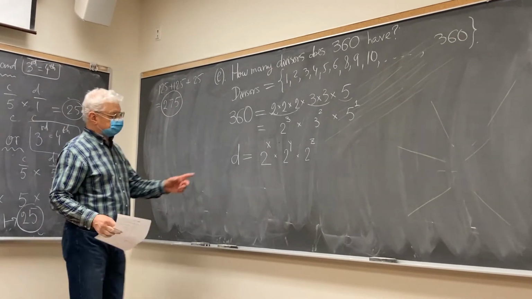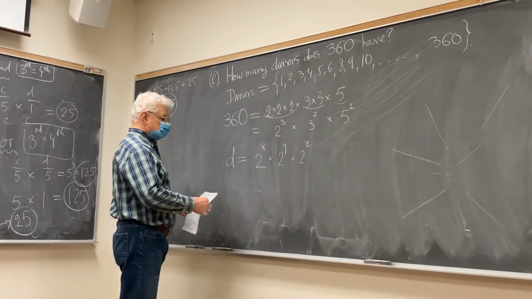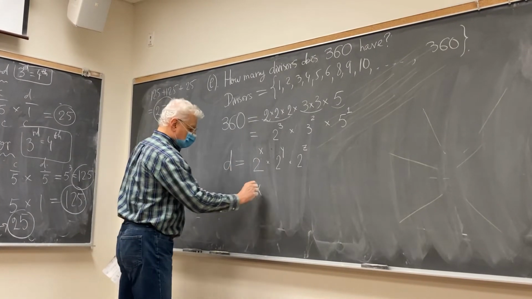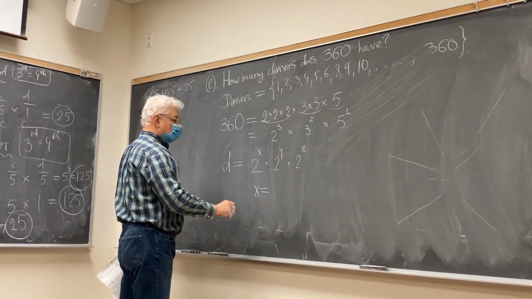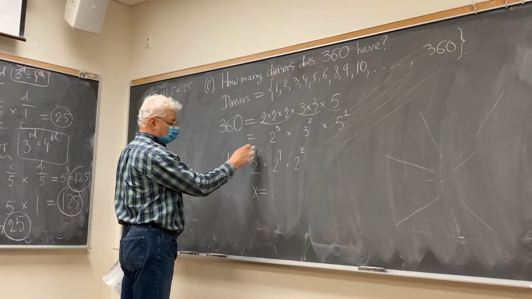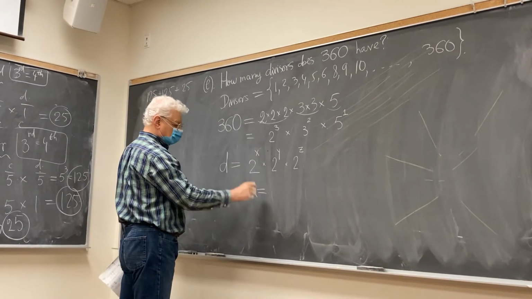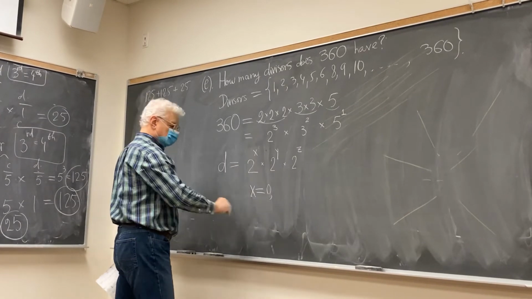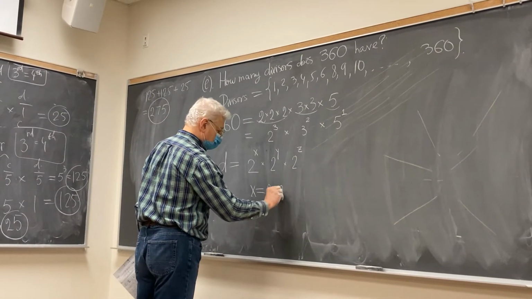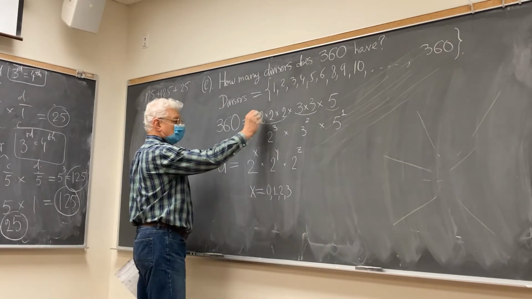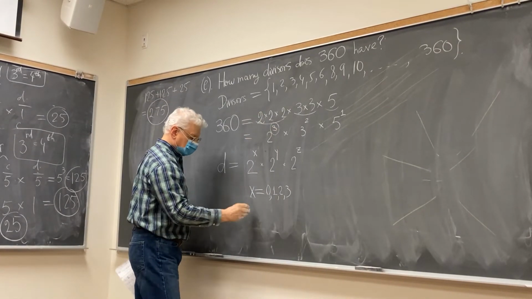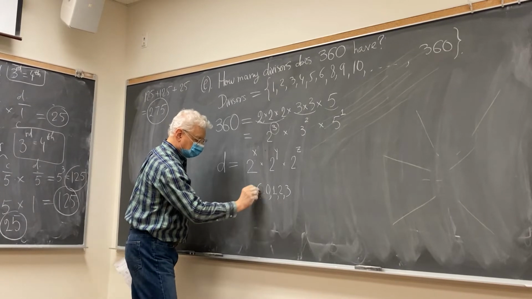so now if you change x, y, and z, let's look at what happens with x. X could be, if you write 0, 2 to the 0 will be 1. So it could be 0, in which case 2 is not here. Or could be 1, or could be 2, or could be 3. No more than 3, because it's a divisor of 2 to the power 3. So x belongs to this set.